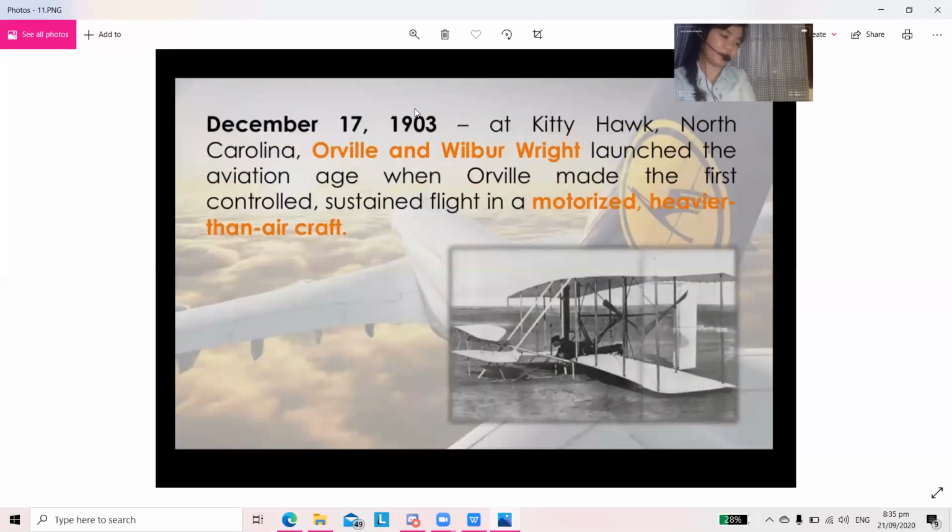Okay, so just a very short history of the airline industry. On December 17, 1903, at Kitty Hawk, North Carolina, Orville and Wilbur Wright launched the aviation age when Orville made the first controlled sustained flight in a motorized heavier-than-air aircraft. So if it wasn't for the Wright brothers, we wouldn't have the airline industry today.